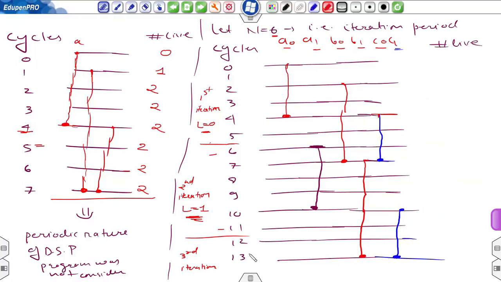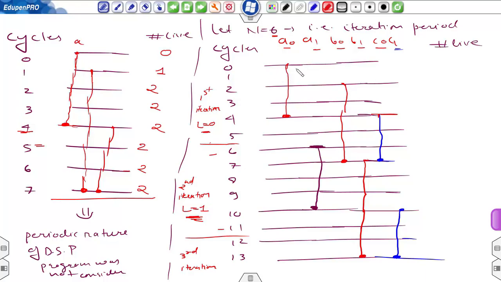You can also take a third iteration, fourth iteration, and so on. But for this program, 2 iterations are enough, and 2 cycles of the third iteration are also taken. So this much of the cycle range is enough. Now we will calculate the live variables at each cycle.